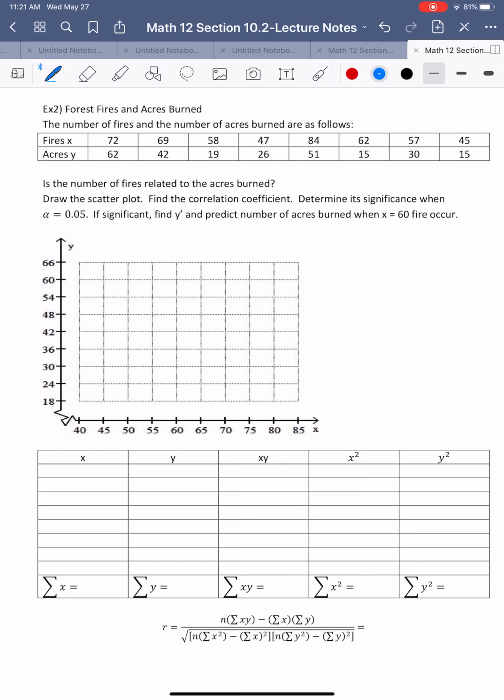Okay, draw the scatter plot. Find the correlation coefficient. Determine whether it's significant when alpha equals 0.05. And if it is significant, find the y prime and predict the number of acres burned when x equals 60 fires occur.